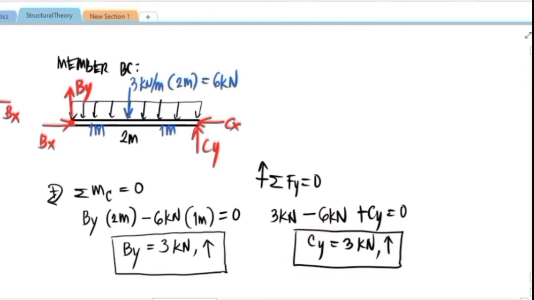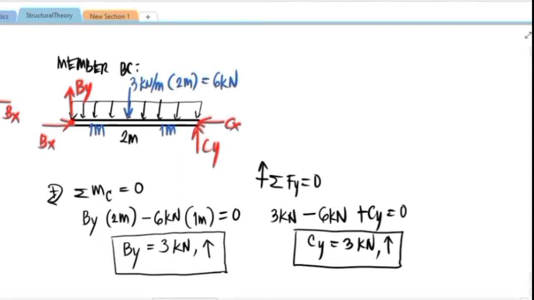Now, for the shortcut, kung titingnan natin dito, since we have the uniformly distributed load over the span of 2 meters, ibig sabihin, magsishare lang o magkakaroon ng the same reaction si BY at si CY, and that is just half of the resultant ng uniformly distributed load. So without that computation, we can say that BY is just equal to CY, which is just half of the resultant na 6 kilonewton. So that would give us BY is equal to 3 kilonewton and CY is also 3 kilonewton.